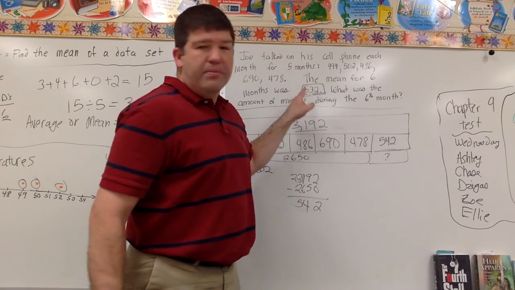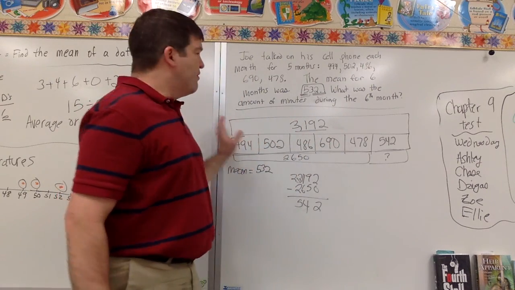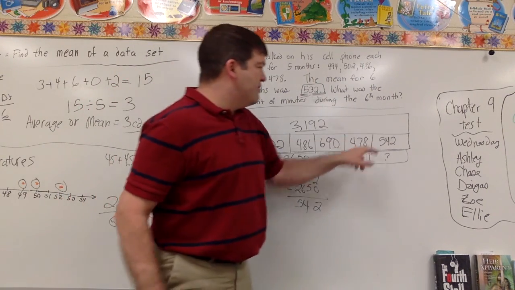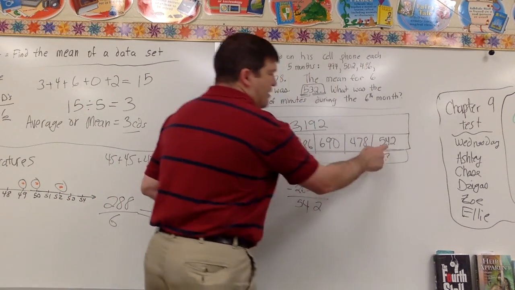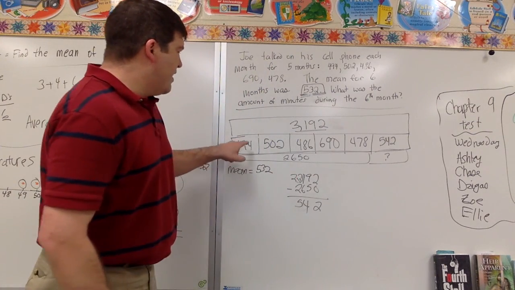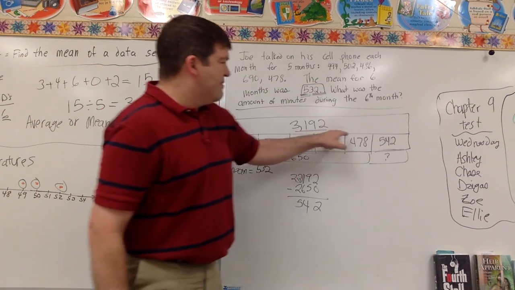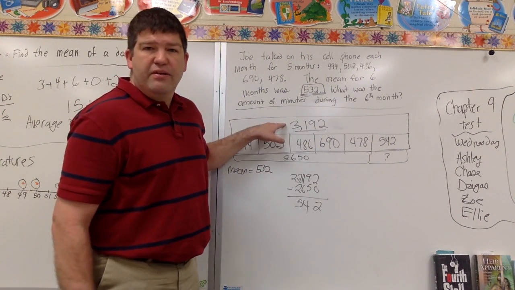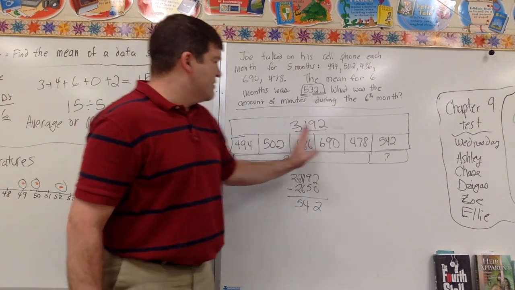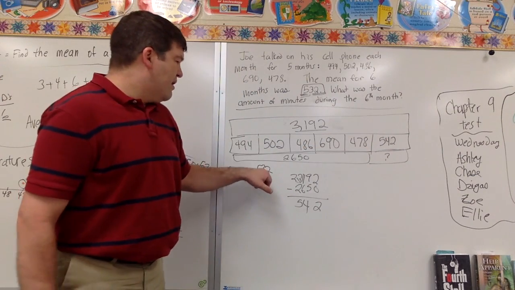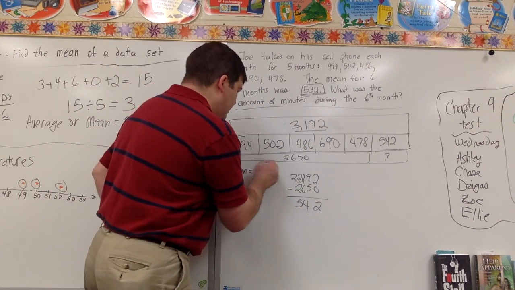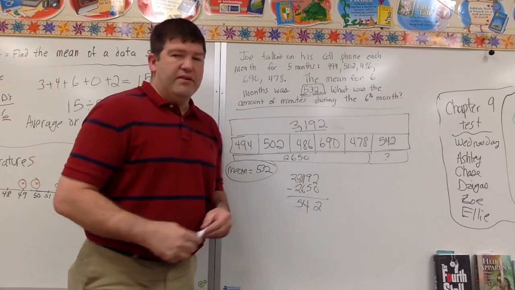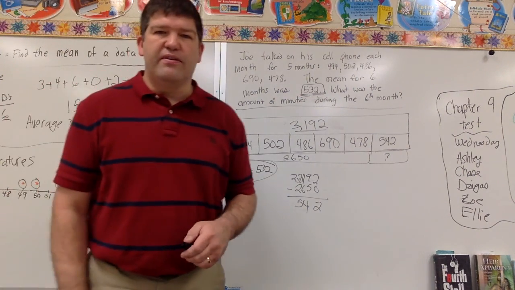But we didn't put the average. The average is over 6 months. We needed just the 6th month here. And we were able to do it. So if I add all of these, it'll give me this 3,192. And then I divide it by 6 months, I will get the mean or the average of 532.